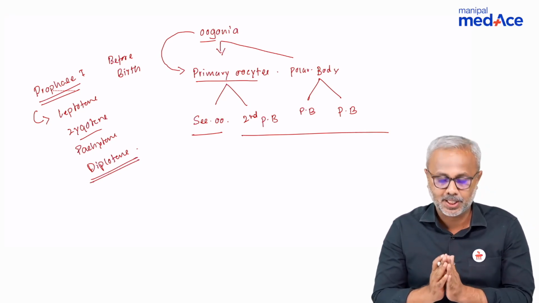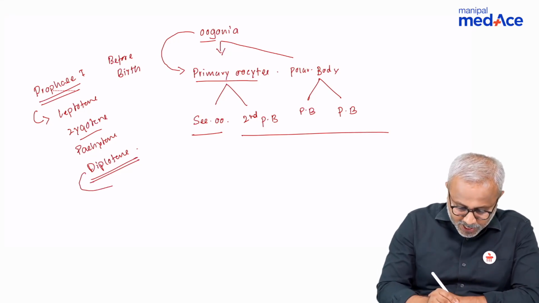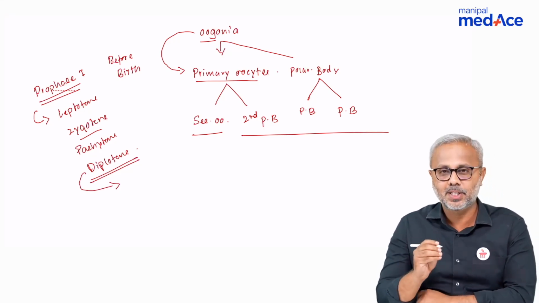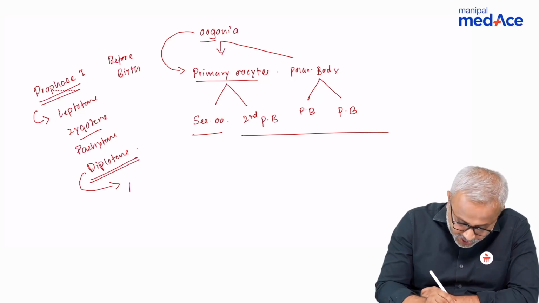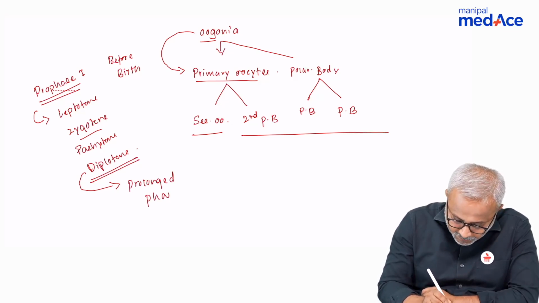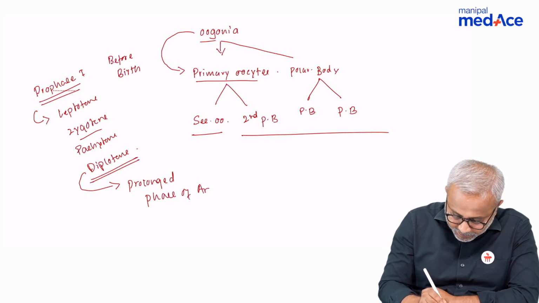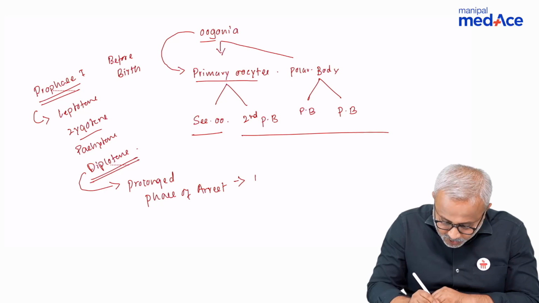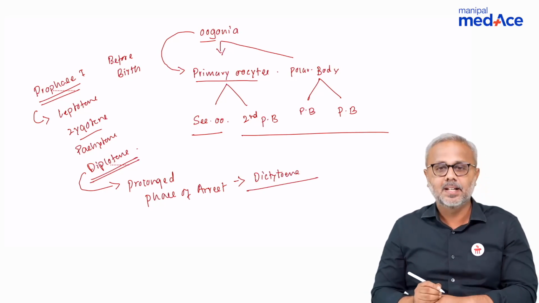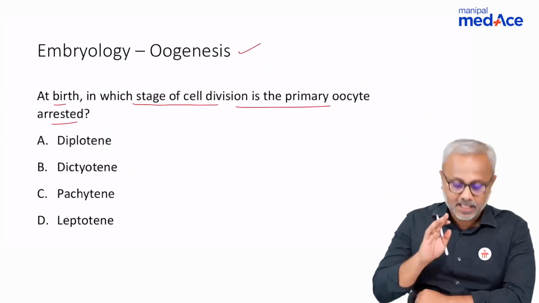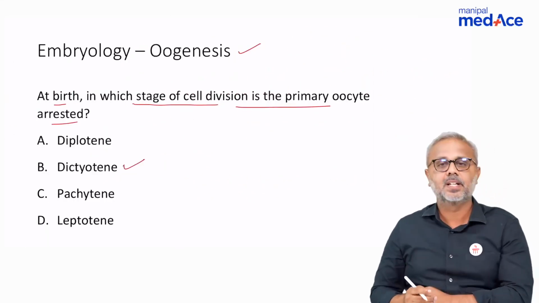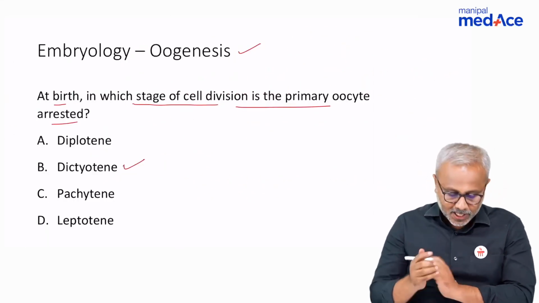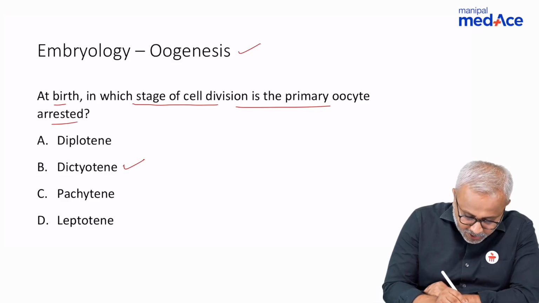What happens in oogenesis is most of the primary oocytes will get arrested in the stage of diplotene. So remember, this prolonged phase of arrest of primary oocyte in prophase 1 is also known as dictyotene. This is the correct option here, dictyotene, even though you might be tempted to mark diplotene.